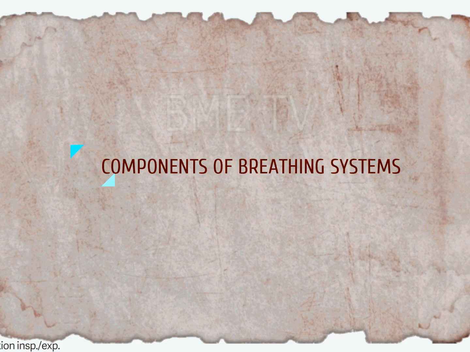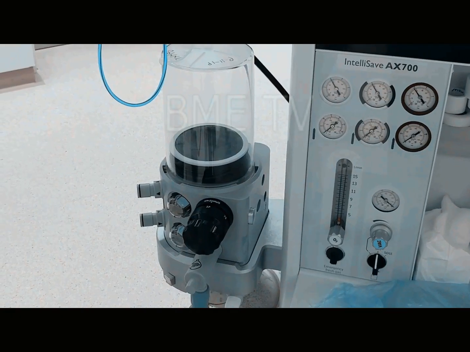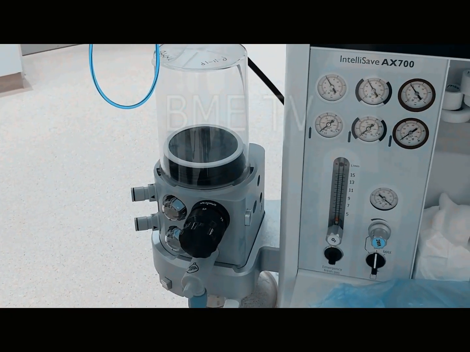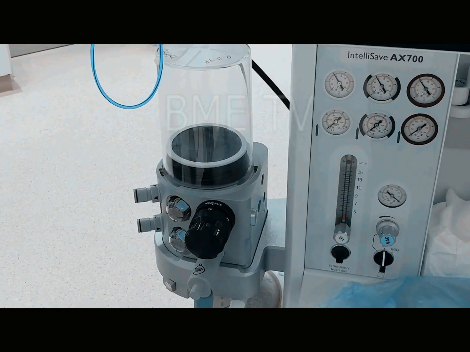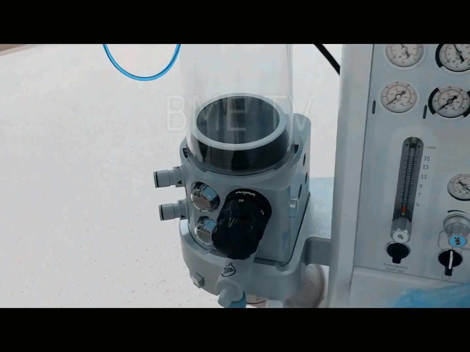Let's look into components of breathing systems. A breathing system is made up of components that connect the patient to the anesthetic machine, and is usually composed of some or all of the following components.